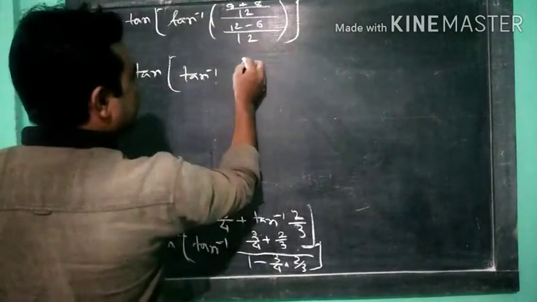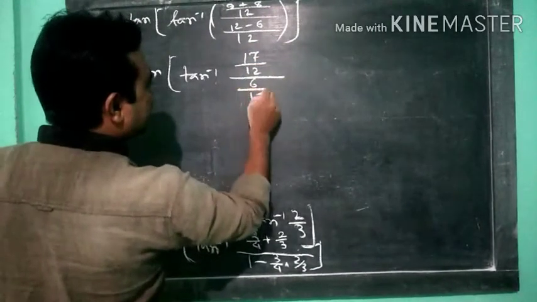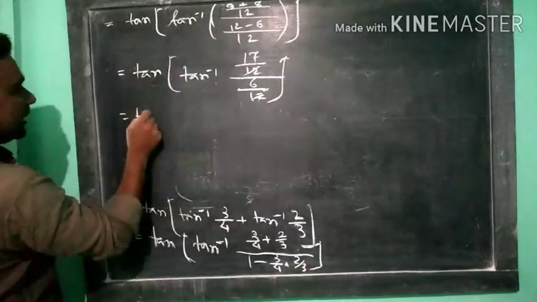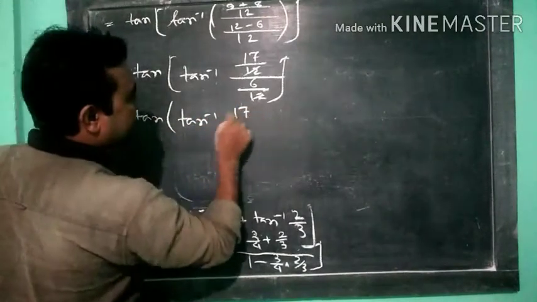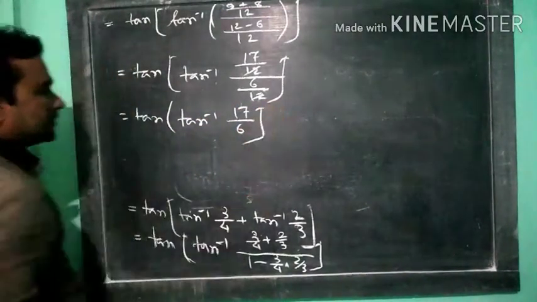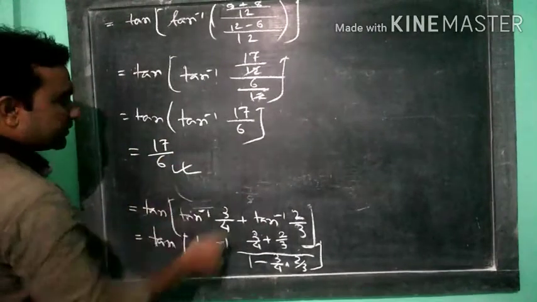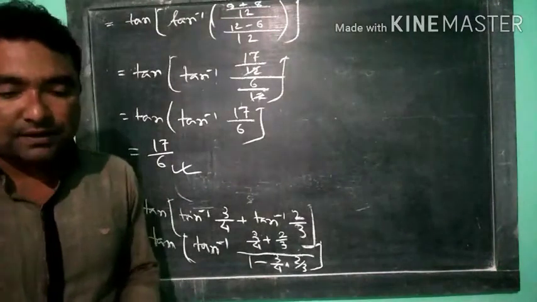If we add this, then we get here 17 divided by 12 divided by 6 by 12. This cancels out. So this is equal to tan whole into tan inverse 17 divided by 6. So this is equal to 17 by 6. This is the final answer. Okay, 17 by 6 is the final answer.